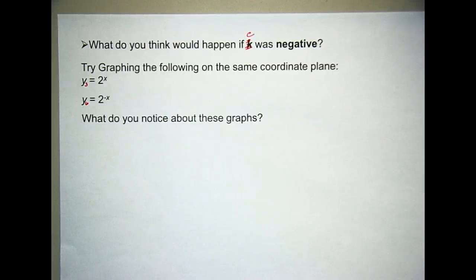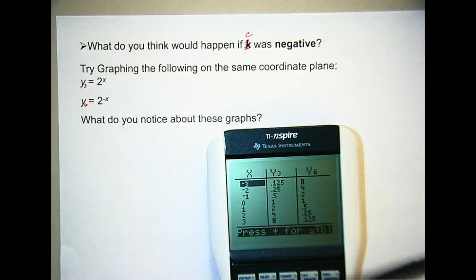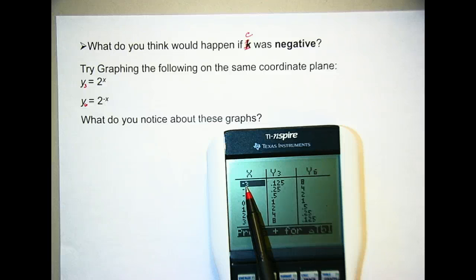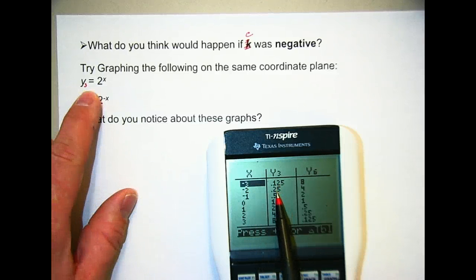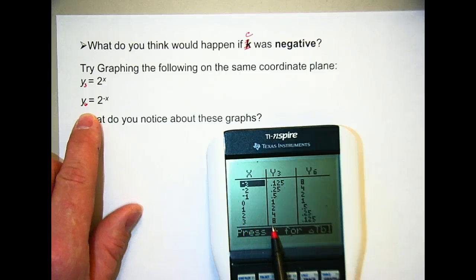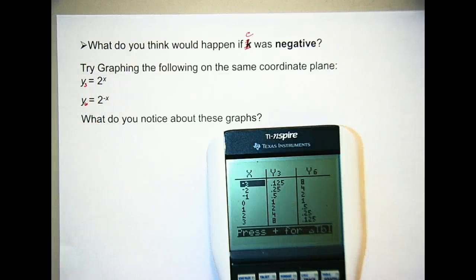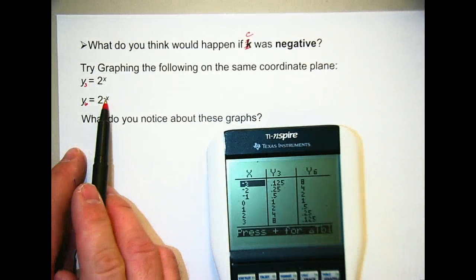Okay, whose prediction was correct? A couple of you? All right. How many of you predicted it goes across the y-axis? Good. So when we check it, we can check it looking at our table. Notice when x is negative 3, y sub 3 is 0.25, and y sub 6 is 8. When x is 3, y sub 3 is 8, and y sub 6 is 0.125. So it's a reflection across the y-axis. We make that a negative c term there.